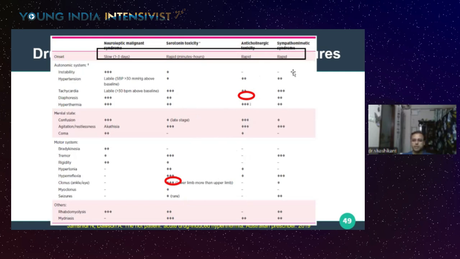In sympathomimetic syndrome, there will be features just opposite to the anticholinergic axis, and we have a triggering agent. So we'll see mydriasis, increased gut movement, and more autonomic disturbances, like hypertension and tachycardia. So all the features of a sympathomimetic source.